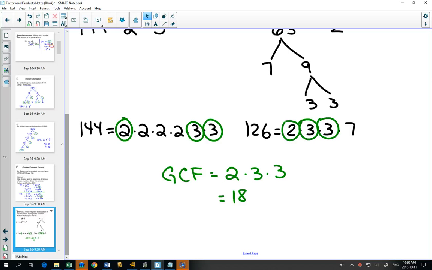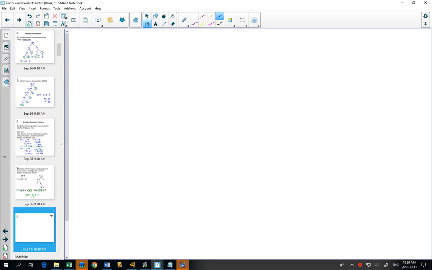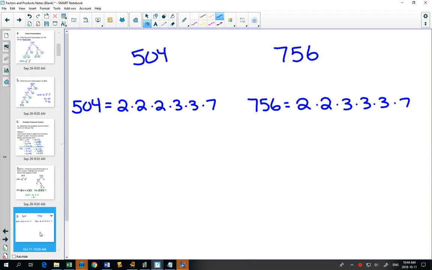Okay, I'm going to give you one that is bigger. 504 and 756. What is the biggest number that solves both of those? Once you've done your factor trees, and here is the ability to check, what is your greatest common factor going to be?